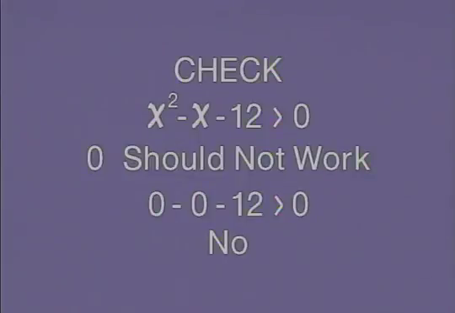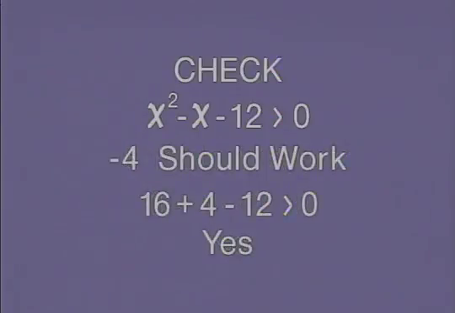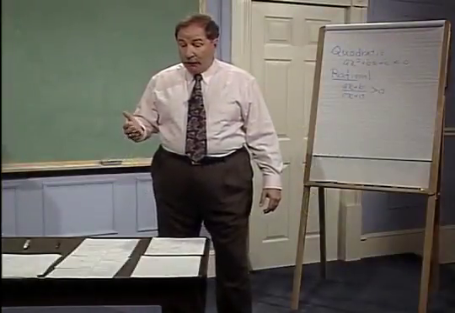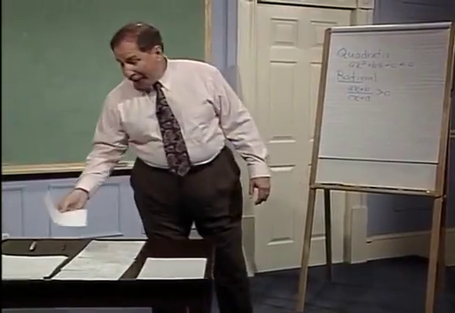And the next visual shows us our final check. We're checking negative 4. Why did I select negative 4? Because negative 4 is less than negative 3. We replace x with negative 4, we get 16. Notice negative 4 squared is positive 16. Plus 4, because minus a negative 4 is plus 4, minus 12. That all turns out to be 8, and 8 is greater than 0. So the points that should work did. The point that shouldn't work, the 0, didn't work. We are convinced our solution is correct, and of course it is. Let's take a look at another example.